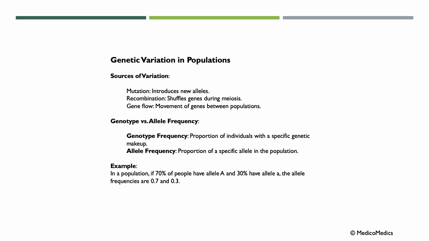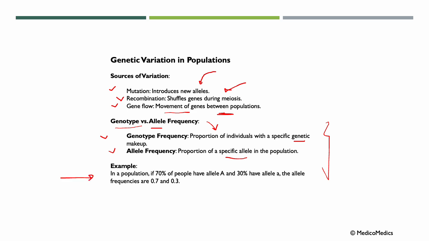So what are some sources of variation? Well, it can be through mutation, where new alleles are introduced. Recombination, which shuffles genes during meiosis. And gene flow, the movement of genes between populations. Then we have the concept of genotype versus allele frequency. Genotype frequency is the proportion of individuals with a specific genetic makeup. Allele frequency means proportion of a specific allele in the population. So genetic variation comes from mutations, gene mixing, and movement of individuals, creating diversity in population.